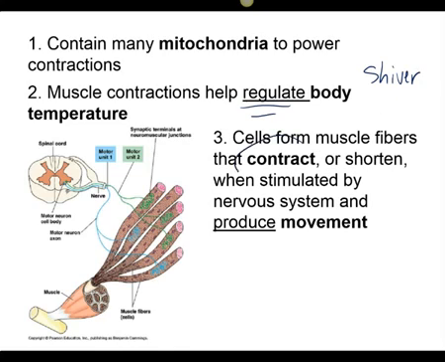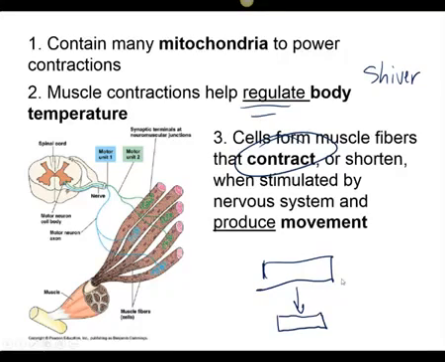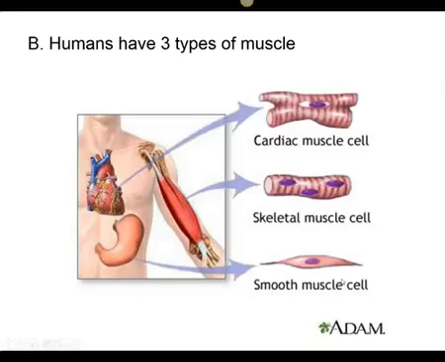Now, cells can only contract. So if this is a muscle cell, right? When it contracts, it gets smaller. A muscle cell cannot elongate or get longer. And the way that they produce movement, we'll talk about in a second.